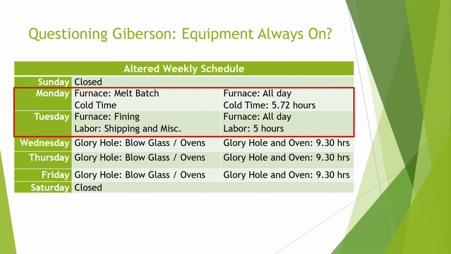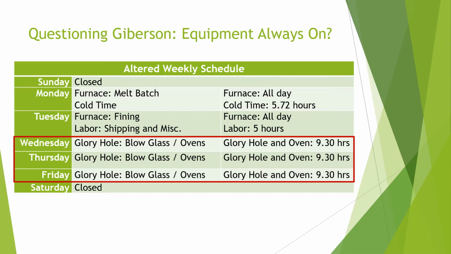This weekly schedule as shown is an example of an efficient routine that would only allow the furnace to be powered on for 2 consecutive days each week, while the glory hole and ovens are used afterwards for 3 consecutive days. Mr. Giberson will find the studio's overall gas usage to be significantly reduced, and he will find the studio to be more profitable.